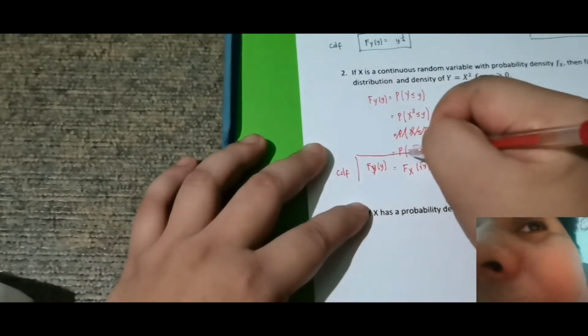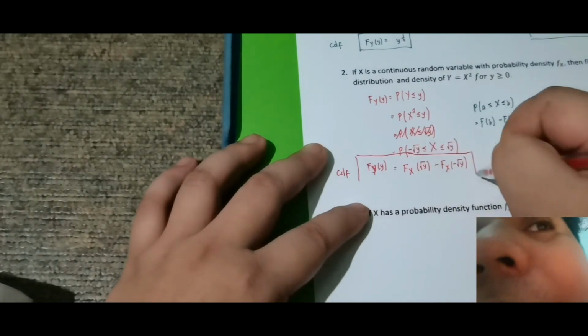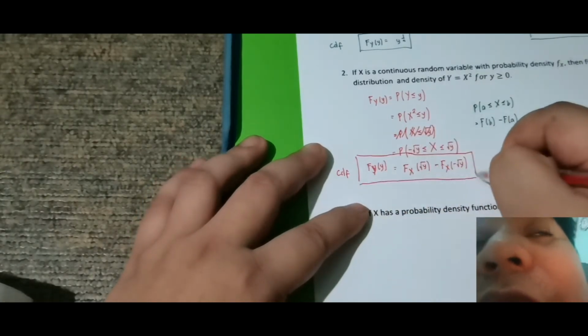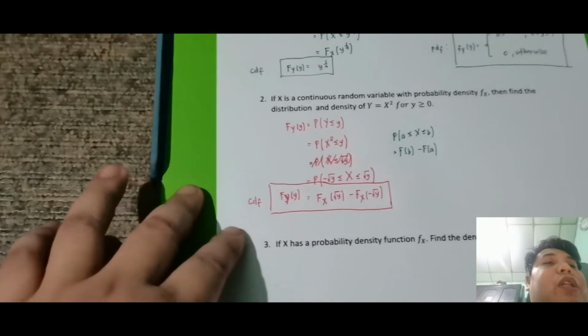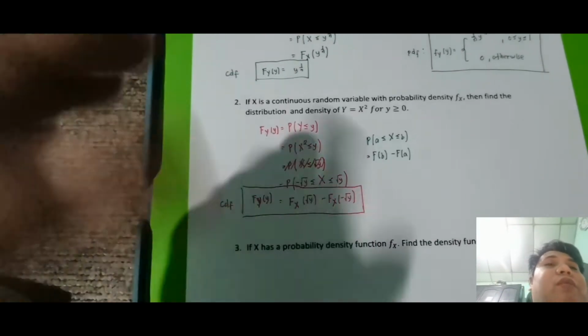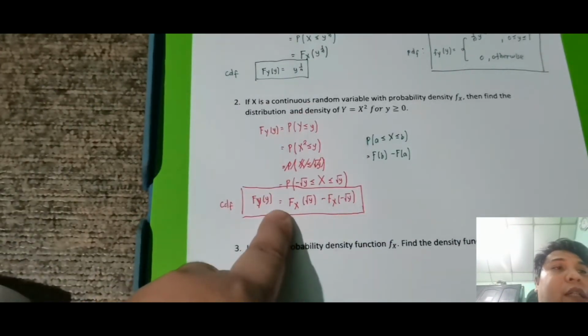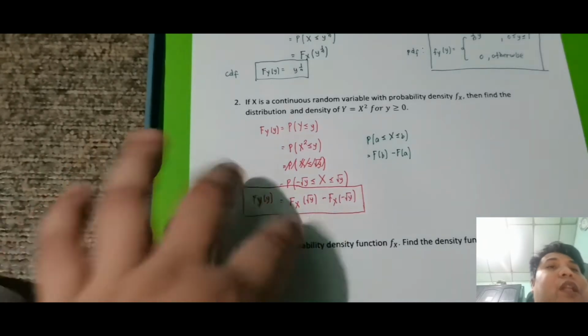So sir, wala ka pong ipapalit? Yes, wala akong ipapalit. Why? Kasi wala namang sinabi kung anong klaseng random variable siya or continuous random variable siya. Since walang sinabi, alam ko na ganyan lang. So yan lang yung ilalagay ko.